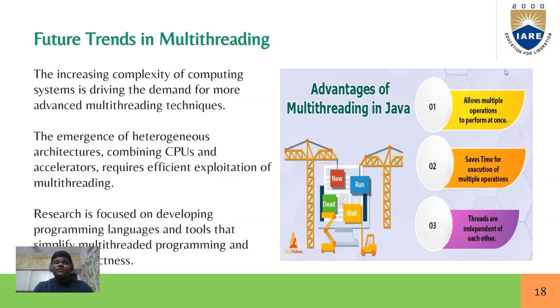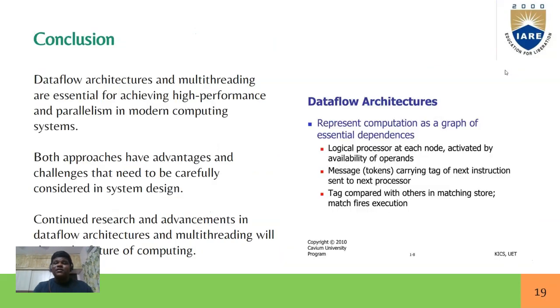Advantages of multithreading in Java: it allows multiple operations to be performed at once and saves time for execution of multiple operations. Threads are independent of each other.